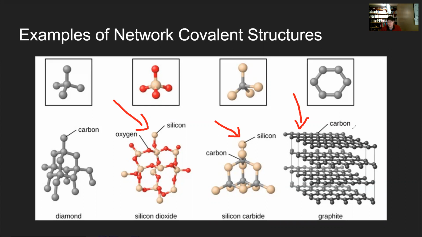So looking at graphite specifically, this top layer here, that one sheet, is a network covalently connected structure. If you look at the sheet underneath it, it's also a network covalently connected structure. And then these sheets are attracted to each other through intermolecular forces. So the sheets themselves are held together by network covalent structure, while the connections between the sheets are intermolecular forces.